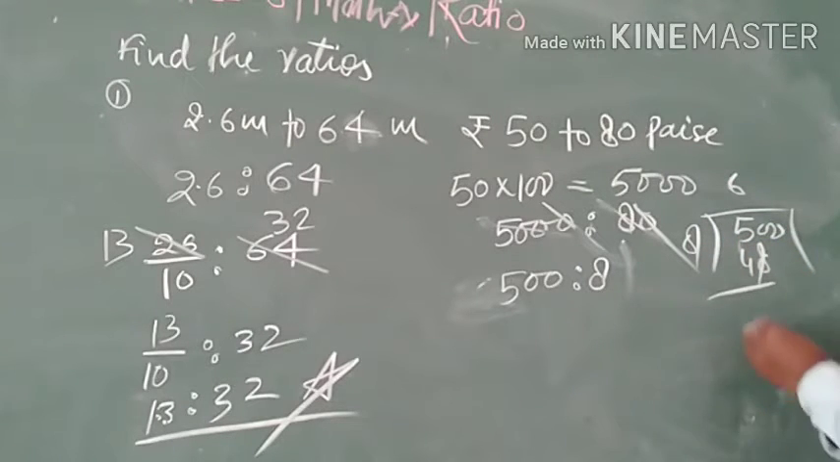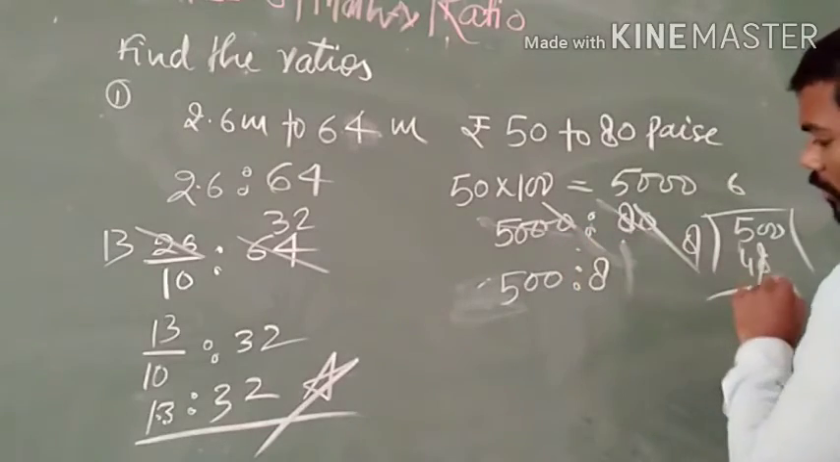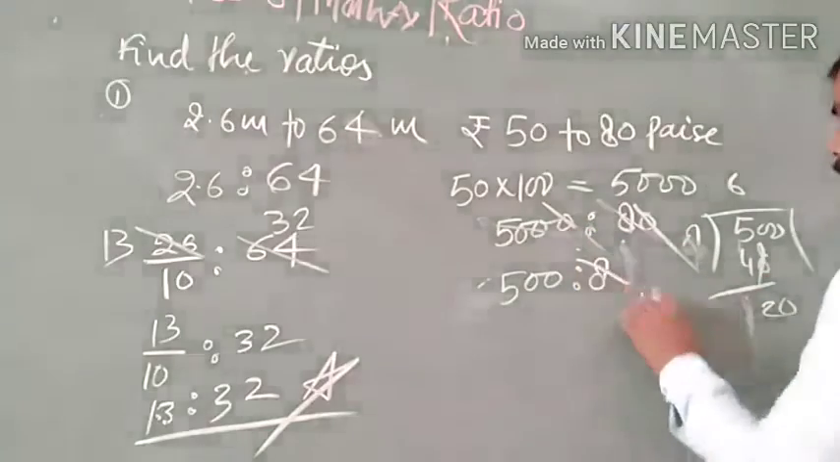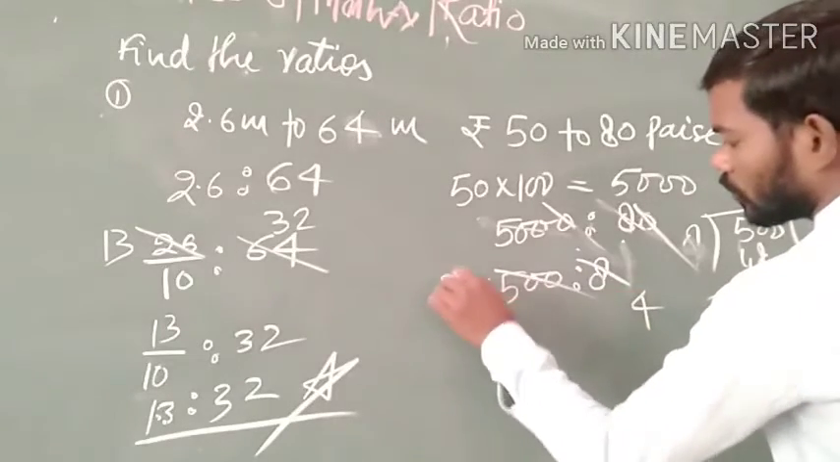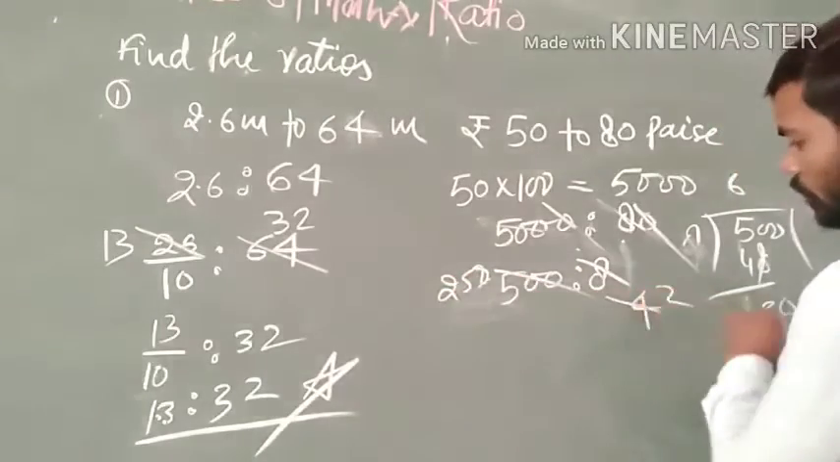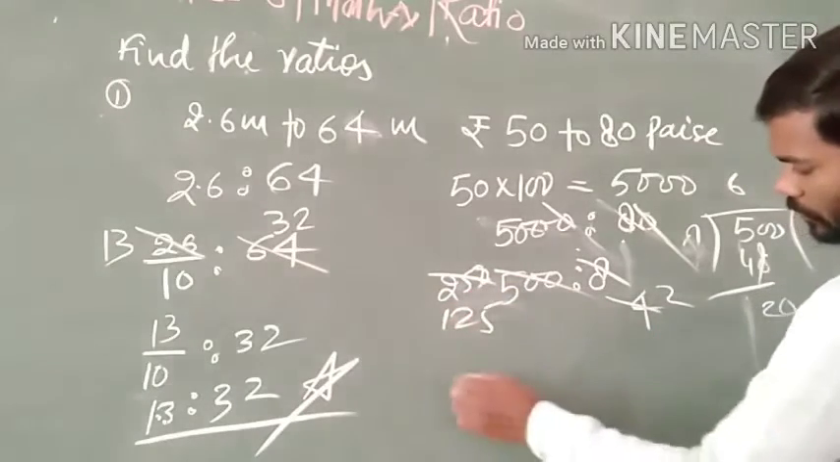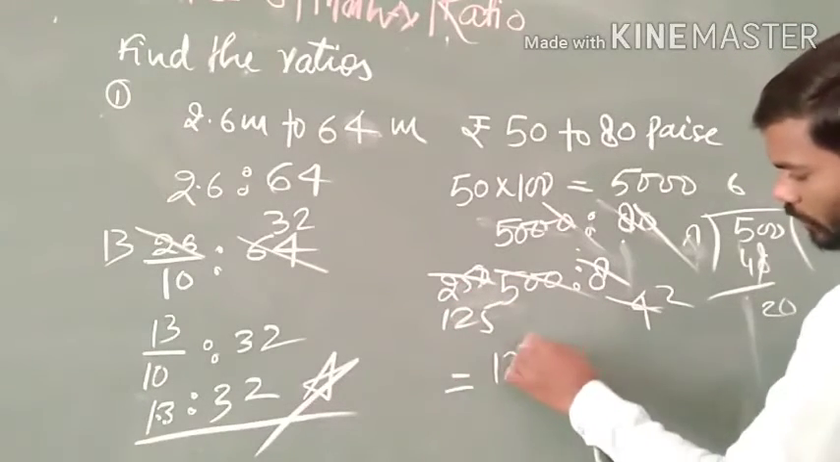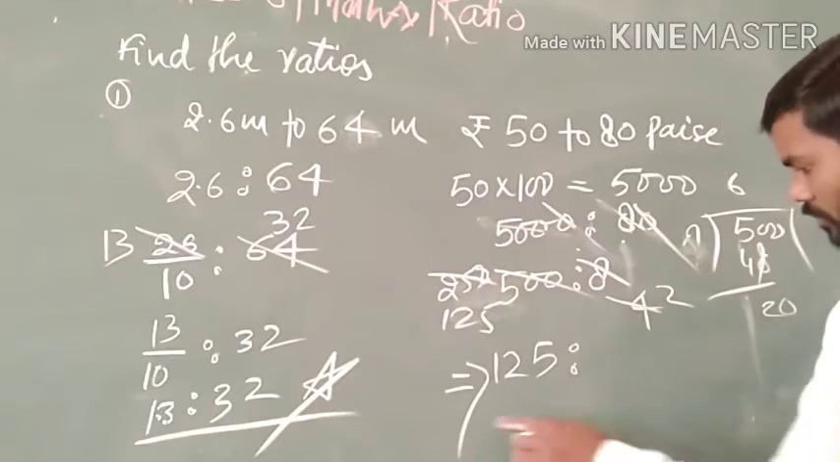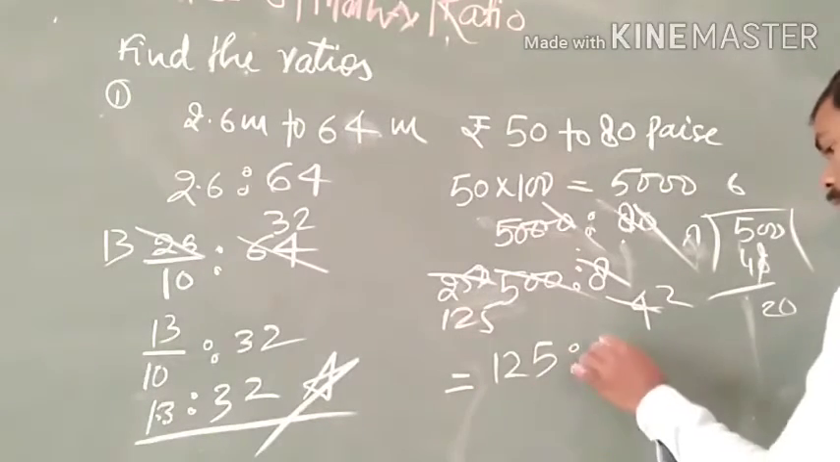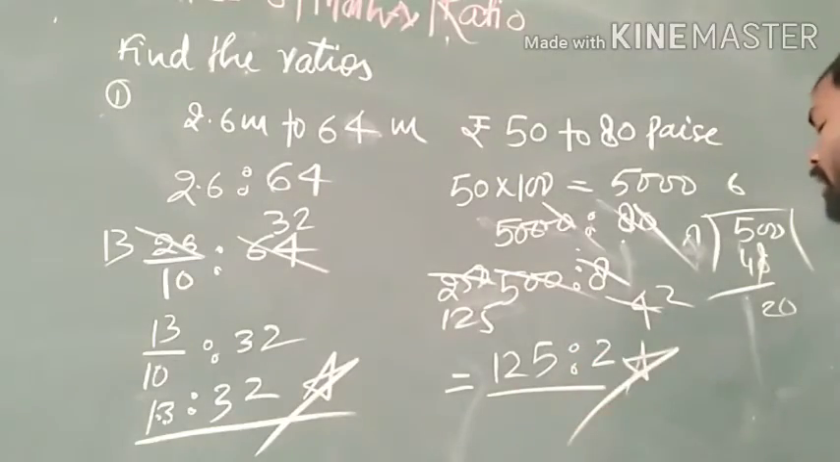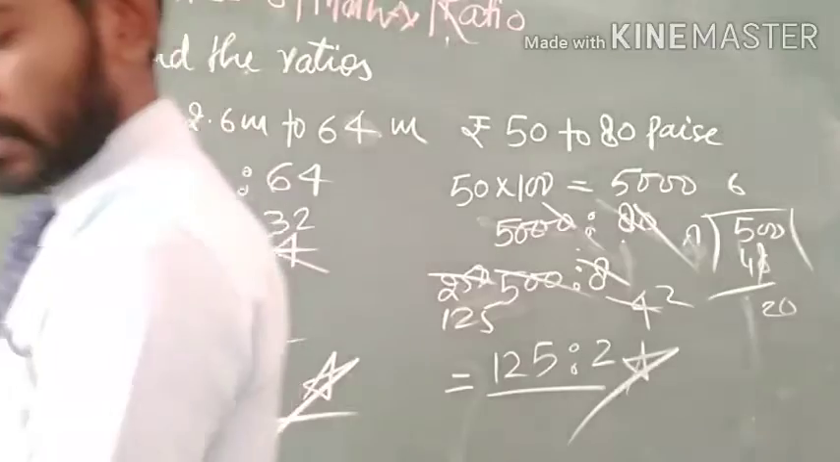So here we get 20. 20 is not divisible by 8, so just divide it by 4. 2 4s are 8 and it becomes 250. Again, 2 2s are 4 and 1 2 5. So here we get the result 125 ratio 2. 125 ratio 2 is the right answer.